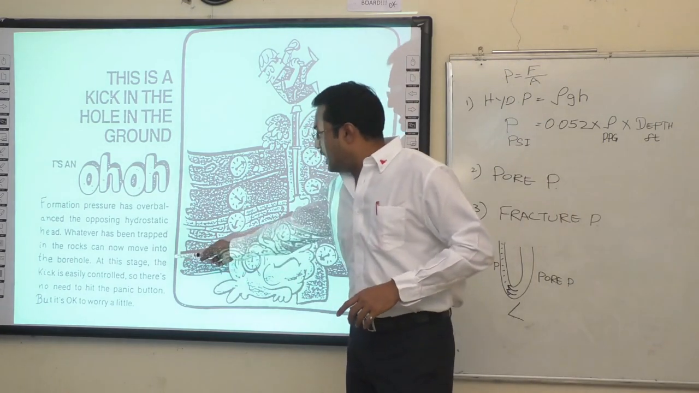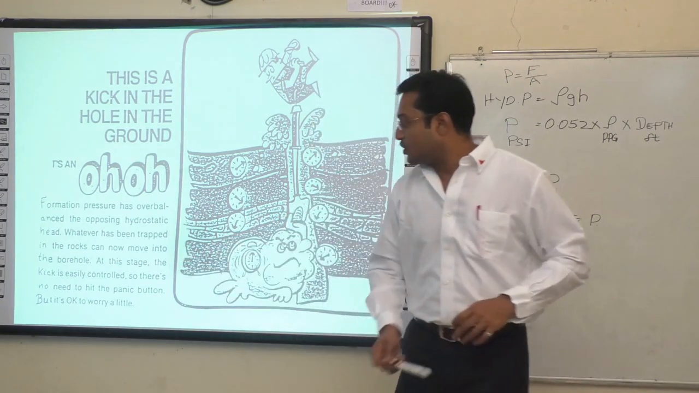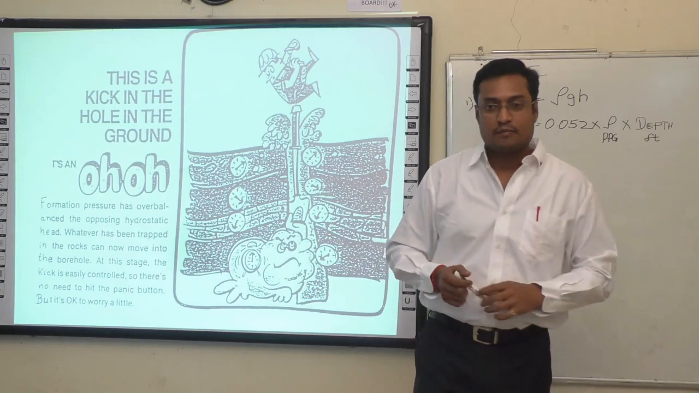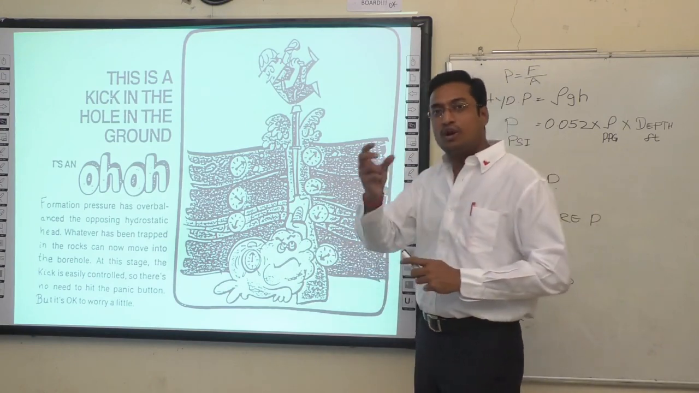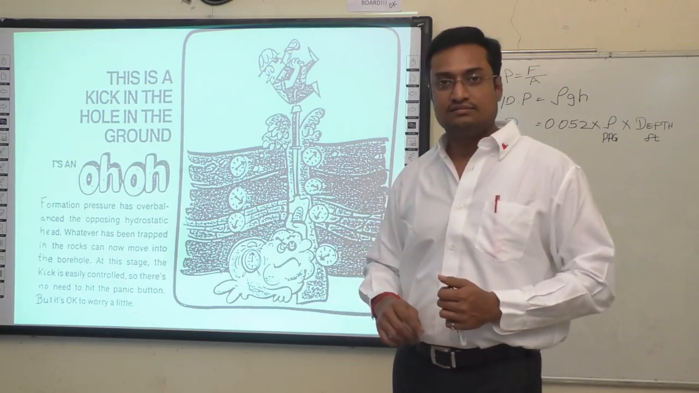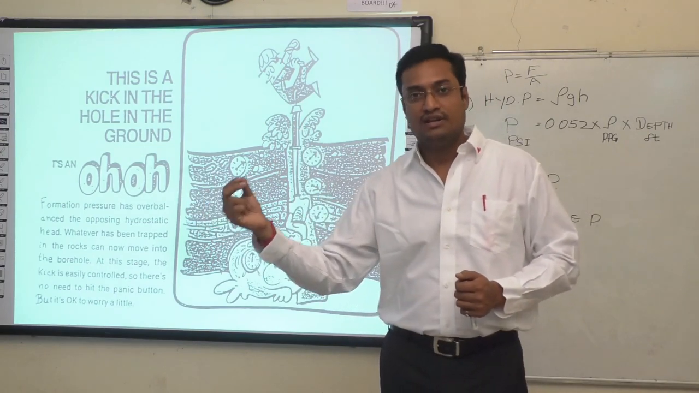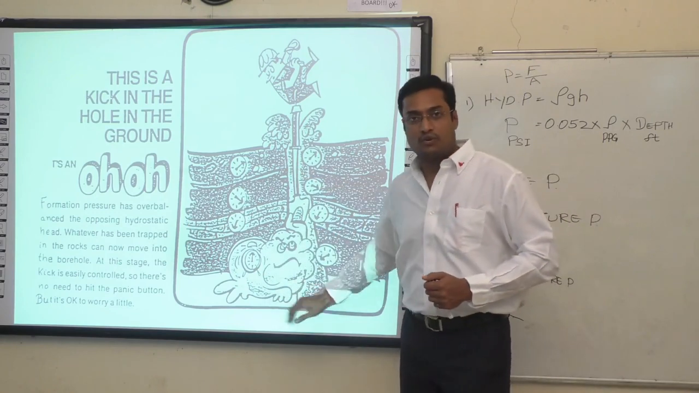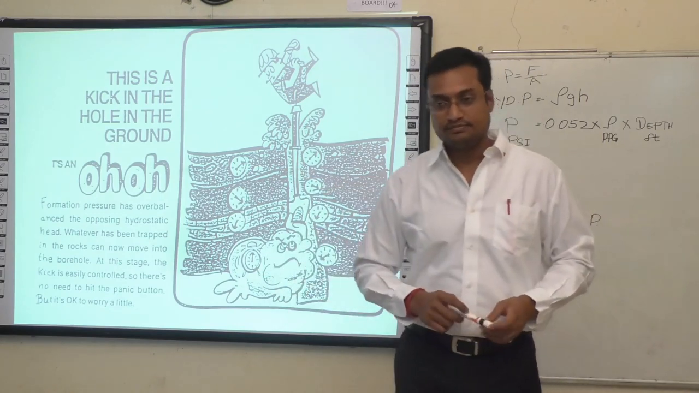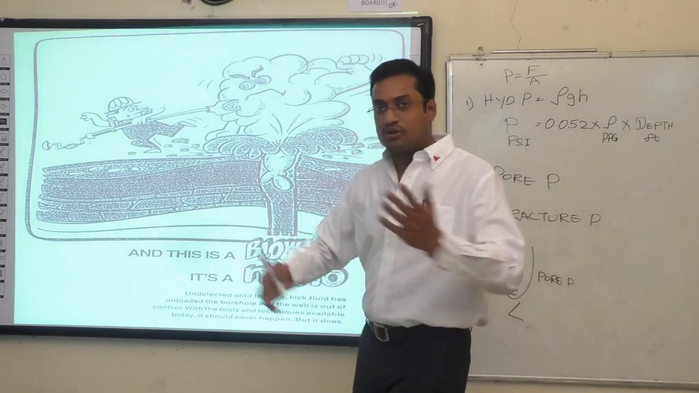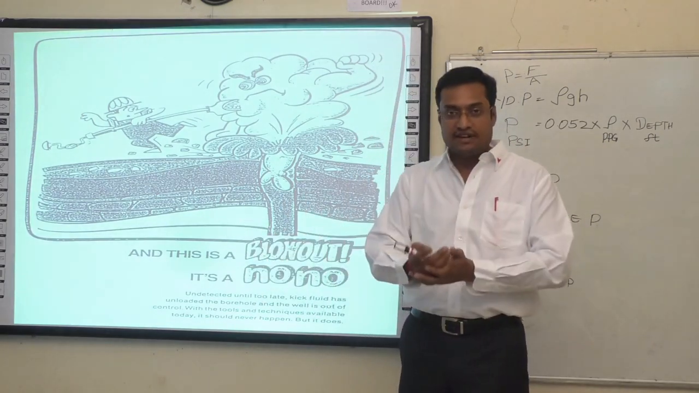So at this stage, the kick is easily controlled, so there is no need to hit the panic button. But it is okay to worry a little. It's not that we are completely out of danger. That is the starting point. If we act rightly at the starting point, we can control the kick. Now, what if we don't control the kick, or what if we have not identified the kick in time?